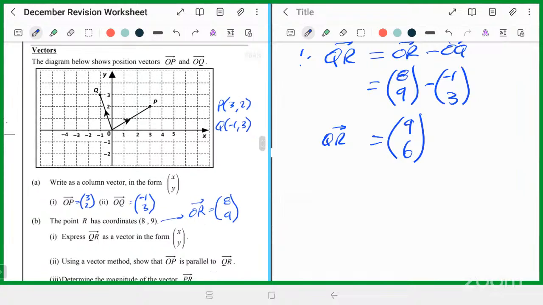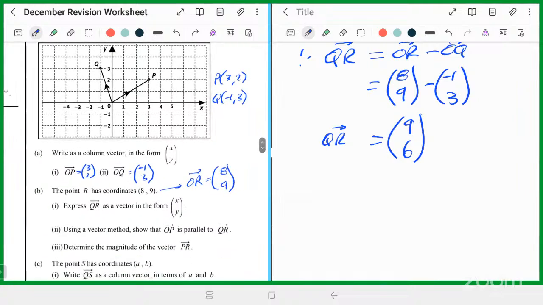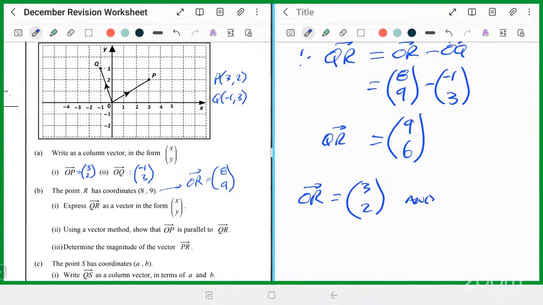All right? Next part now says, using a vector method, show that OP is parallel to QR. If OP is parallel to QR, then one is a multiple of the next. You are able to say that OP is equal to some constant times QR, or vice versa. Show that one is a multiple of the next. So we have OP, which is 3, 2, and we have QR, which is 9, 6. Clearly, this big one is 3 times that smaller one, isn't it?